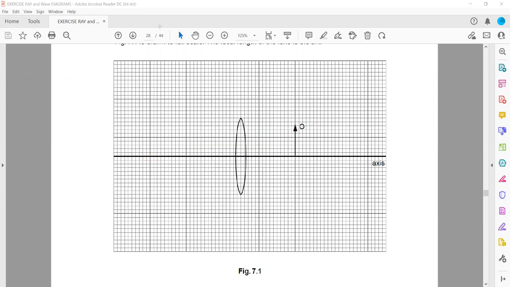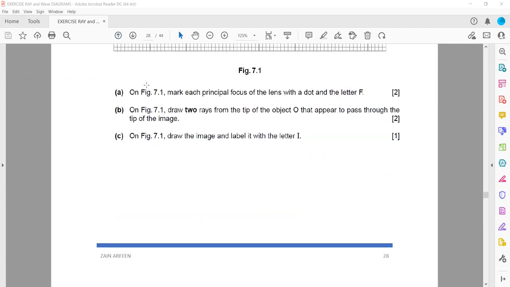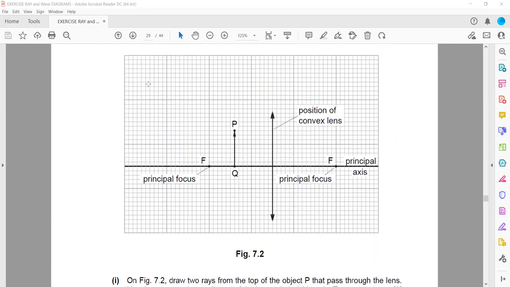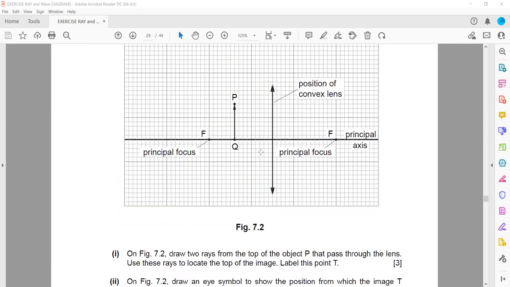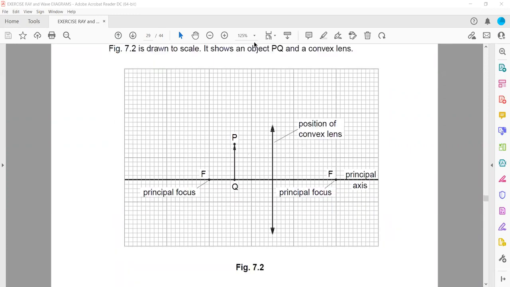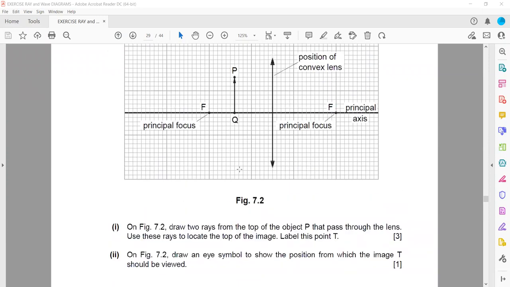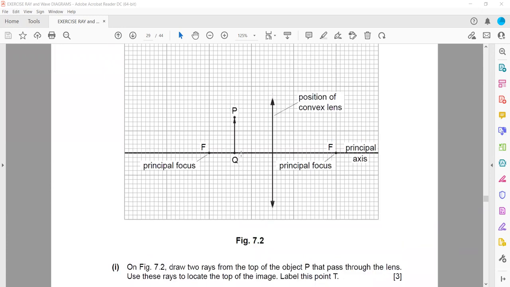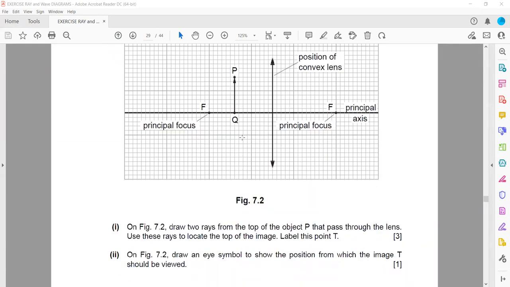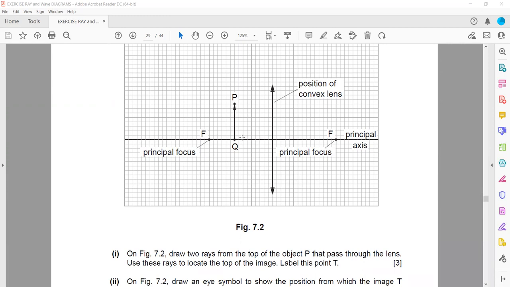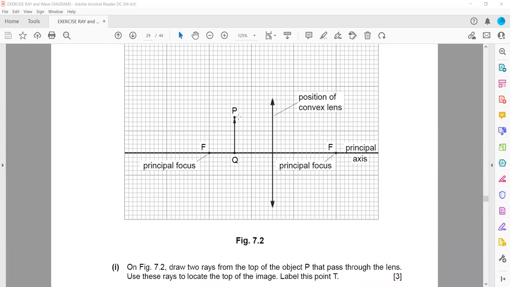So in the exam, you will use a ruler, a scale, and measure the exact lengths. Another similar question is there. There is an object placed between the lens and the focus. So we have to locate the image. This is the object in the question. Draw a symbol for the eye as well, and label. On the figure, draw two rays from the top of the object, and use these rays to locate the top of the image and label this point as T.